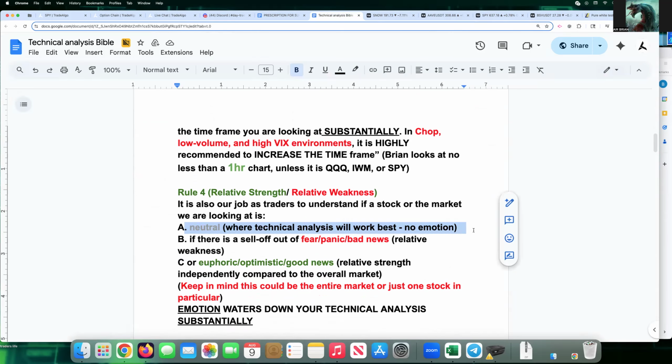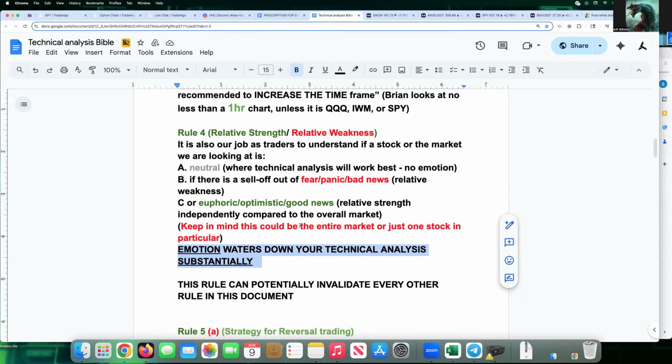Technicals work best in a neutral market. But if there's bad news and we get fear and panic selling from a bad earnings report, or "Trump said this," or "we're not at war," whatever the bad news is that makes us emotional, emotions water down technicals. The same goes for positive news, and what the crypto market is experiencing right now. Good news puts people in euphoria and optimism, and let's just keep buying nonsensically. That type of environment also waters down or throws technicals right out the window.